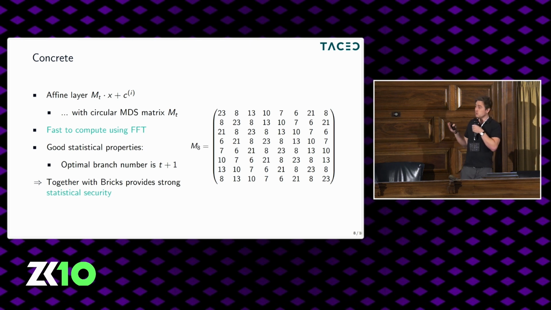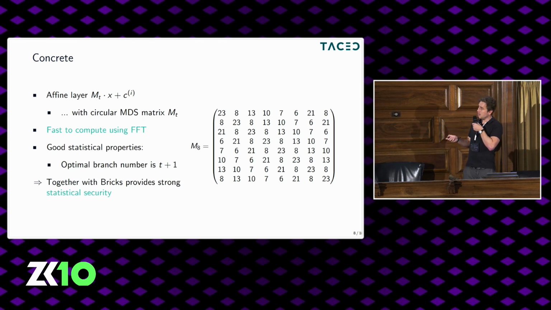So we need to use something here that is actually very fast to implement, but also provides good security for the hash function. And what we decided to use here is circular MDS matrices. So this was also done before. This is not an innovation from us.